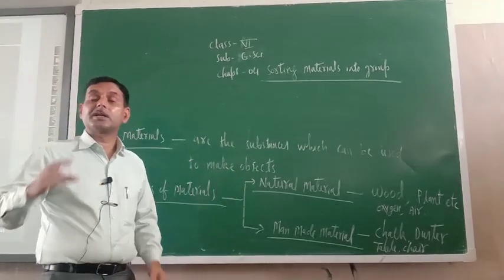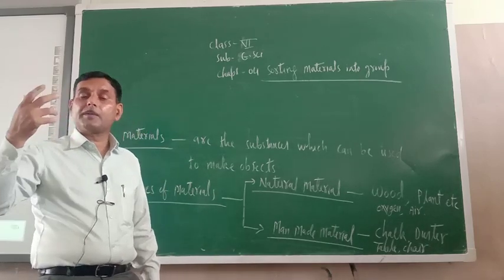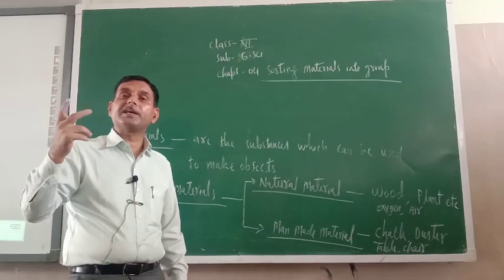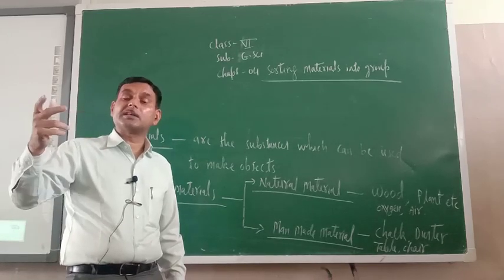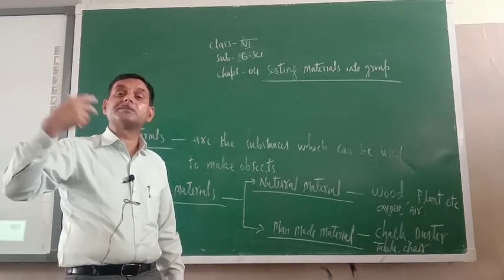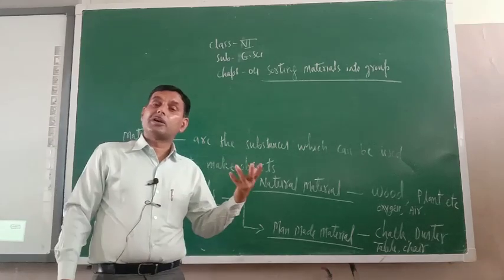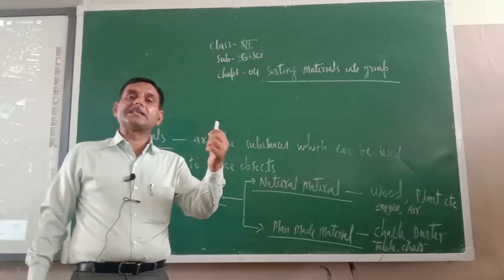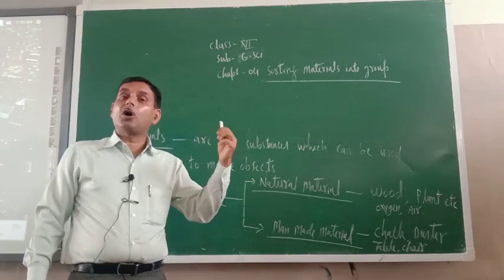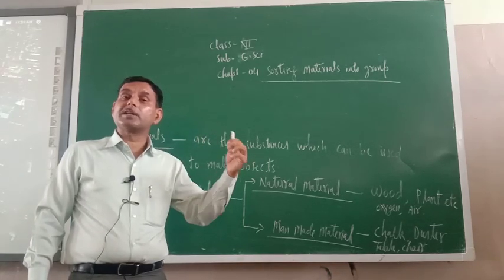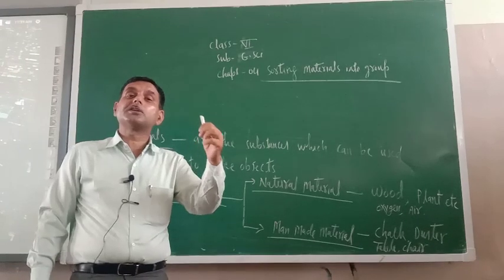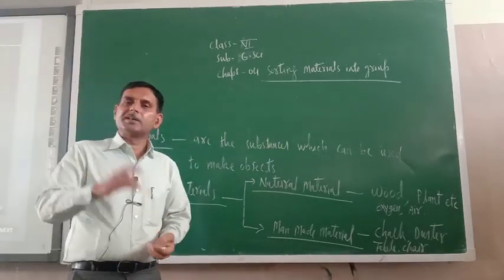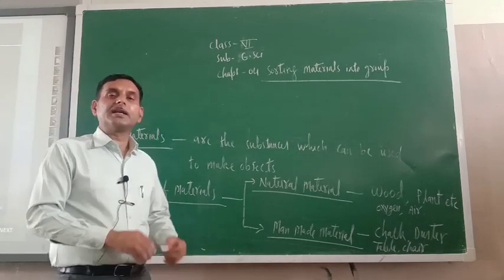Just try to understand. Cloth is made up of fabric. So fabric is the material by which cloth, that is the object, is made. Okay, now try to understand. This chalk is made up of calcium carbonate. So calcium carbonate is the material, and this chalk is the object. Correct or not?